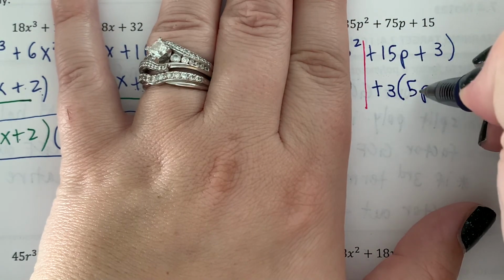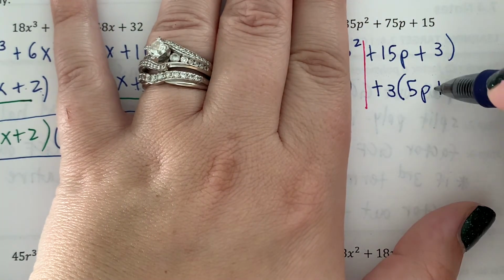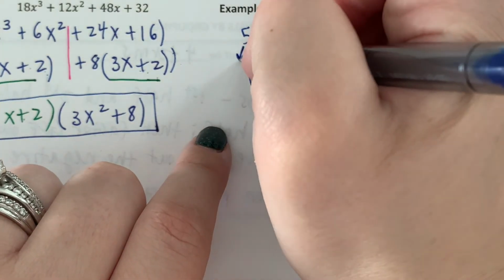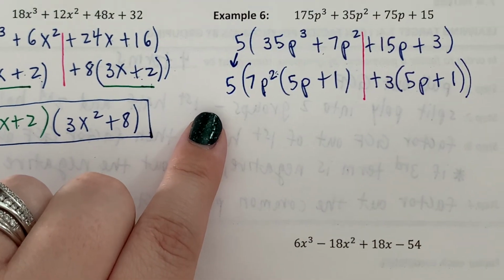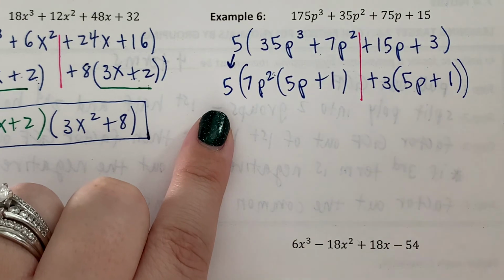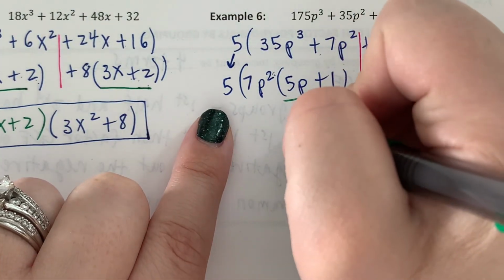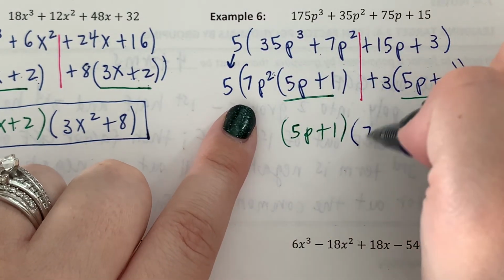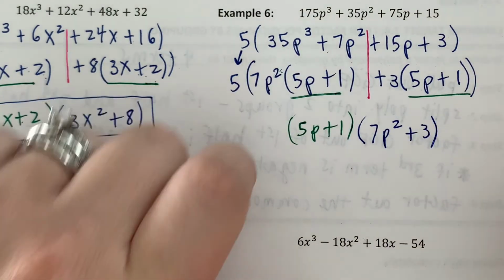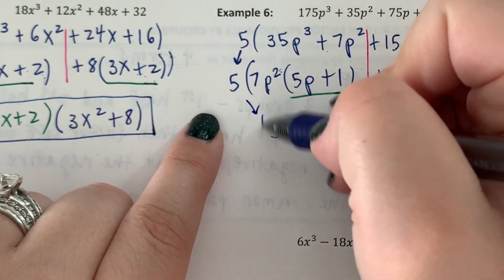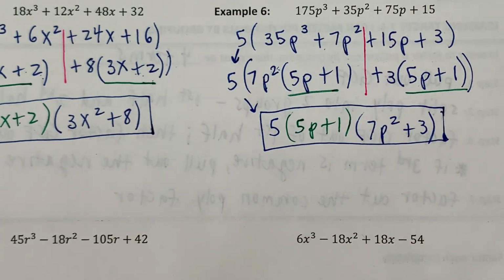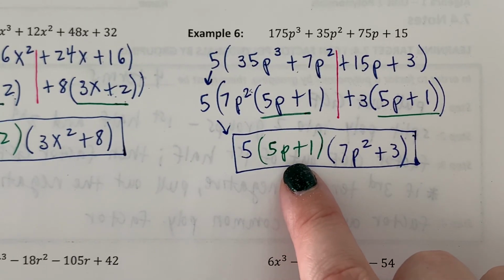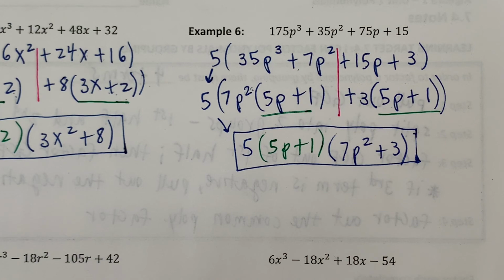3 times 5p gives me 15p, and 3 times 1 gives me 3. Don't forget, I'm putting an extra set of parentheses just as a reminder for me. Pull down that GCF that's out front. And then our last step, look for our common polynomial factor, 5p plus 1. My leftovers, I have 7p squared and a positive 3. And then don't forget, bring down that GCF that we pulled out. That is part of your final factoring. So once we have factored this polynomial completely, we have a 5, 5p plus 1, and 7p squared plus 3.